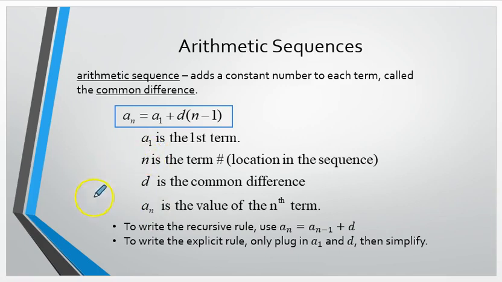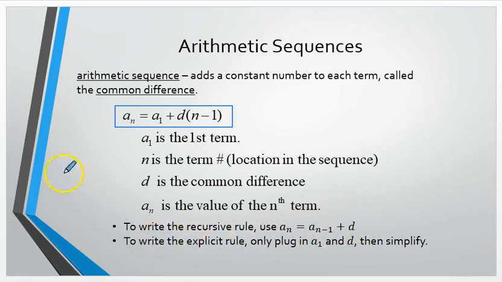Some of your examples will have you write the recursive rule. And to do this, just use the formula I've given you here. A sub n equals a sub n minus 1 plus d. And this is just saying to find the next term in the sequence, use the previous term in the sequence, but add and then insert whatever the number is for d. That's the only number you need to plug in.